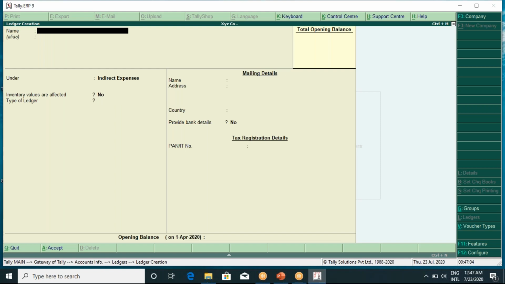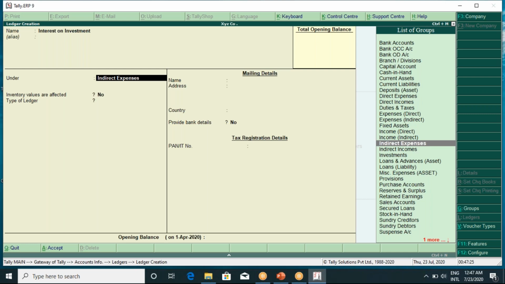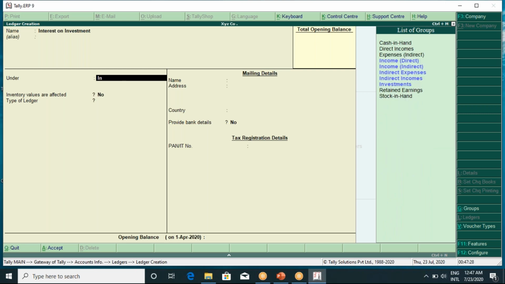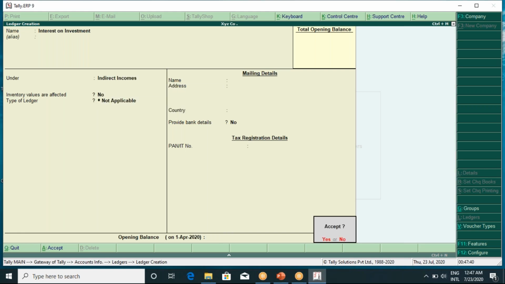Next one, interest on investment. Interest on investment is an indirect income. You may have invested some amount in any kind of assets or stock market. For making that investment, we get the income. It is treated as an indirect income. And the next one is rent received.